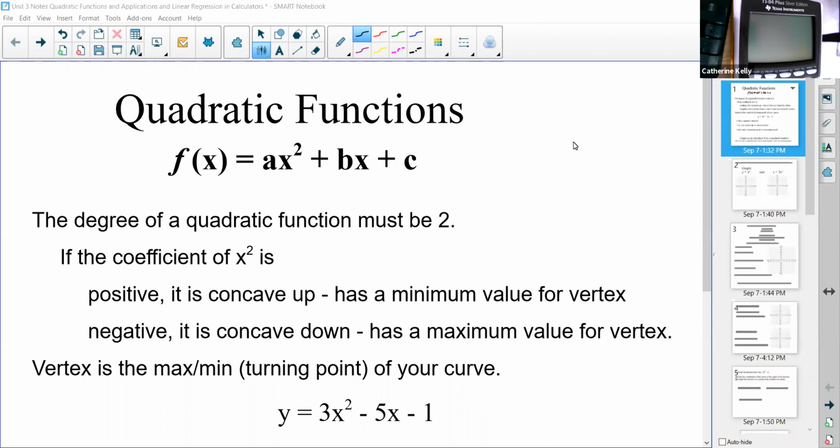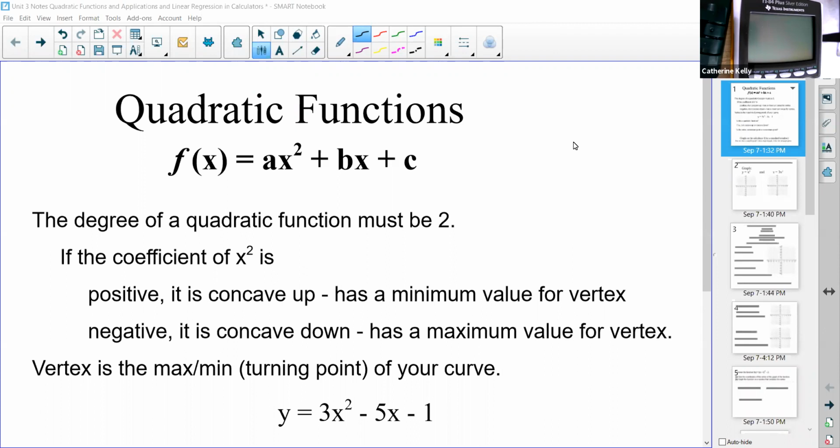Hi, today we're going to talk about quadratic functions. So a quadratic function has the form f of x equals ax squared plus bx plus c, where x has to have the square. So the degree of the quadratic function has to be 2.